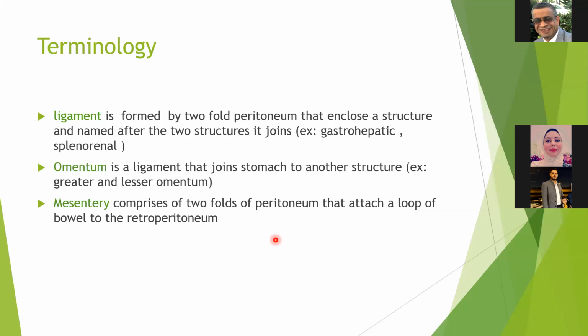Terminology. What's a ligament? A ligament is formed by two folds of peritoneum that enclose a structure and is named after the two structures it joins. For example, the gastrohepatic and the splenorenal. The omentum is the ligament that joins the stomach to another structure. The mesentery is composed of two folds of peritoneum that attach a loop of bowel to the retroperitoneum.